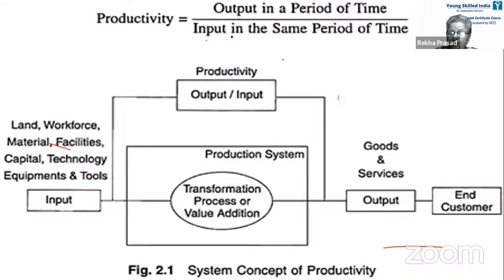It is simple to write, but it is very difficult to actually materialize it in the way that it produces the maximum product, and quality is also maintained. It is not that you are just, quantity-wise, producing more, but quality has deteriorated. Then also it does not serve the purpose.